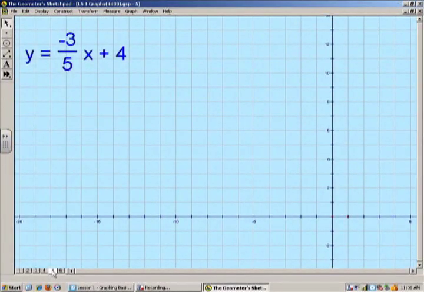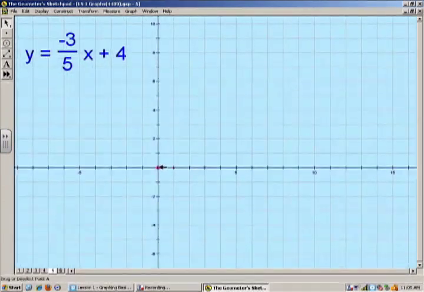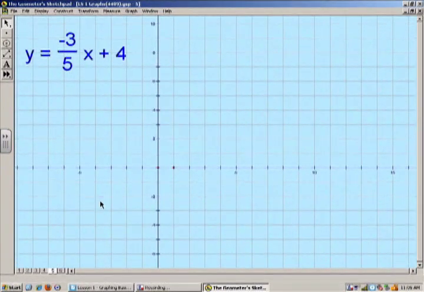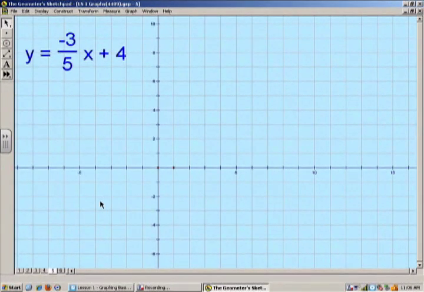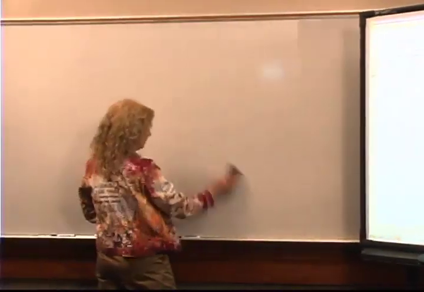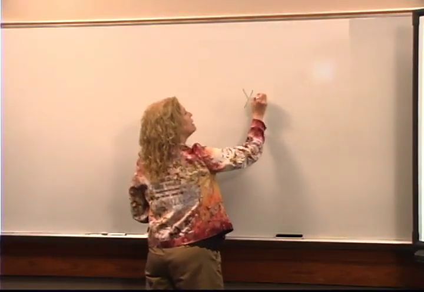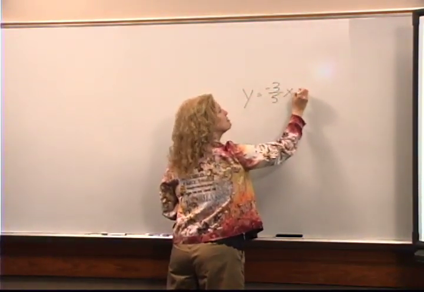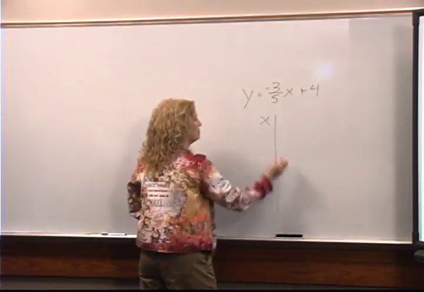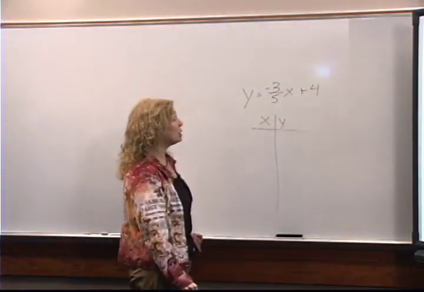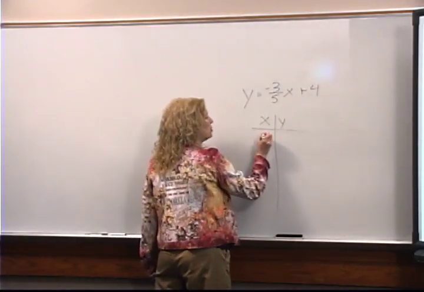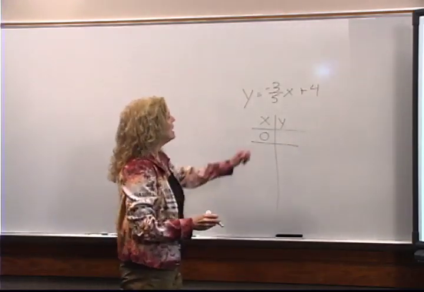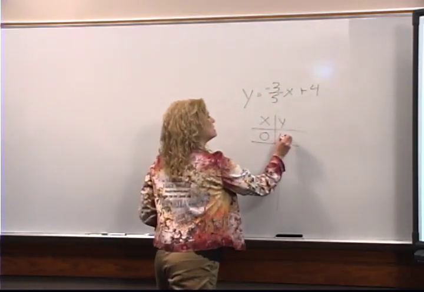Negative 3/5 x plus 4. Now, again, I know some of you are like, oh, I can do this. I'm ready to go. Great. But I'm still going to make my table of values. y equals negative 3/5 x plus 4. I want to know where he crosses the y-axis. It's always convenient to try to put that 0 in right away. And that zeroes that fraction out, and I get (0, 4).